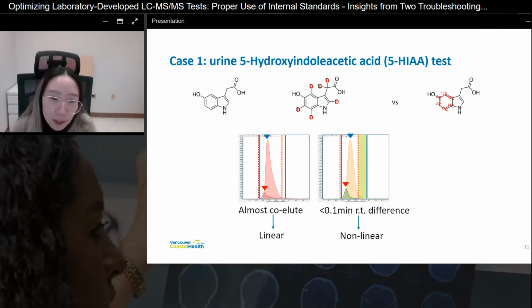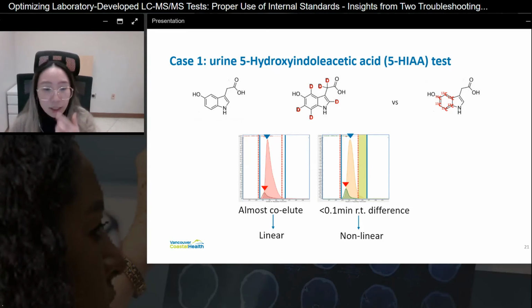So what did we learn from this first case? Using a carbon-13 labeled internal standard gives us much closer chromatography behavior to the analyte, and this would improve assay accuracy. It is important to remember that the carbon-deuterium bond in a deuterated compound is more acidic than a standard carbon-hydrogen bond, especially when deuterium labels are on the aromatic rings.